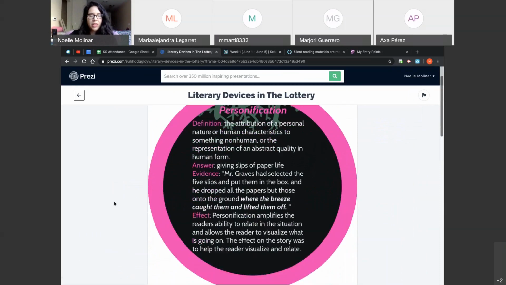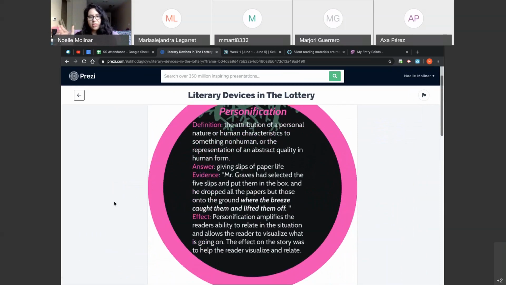The next one, personification. So of course we have person and then ification, which means like a process. But person has to do with humans. So in this case, the definition: the attribution of a personal nature or human characteristics to something that is not human. So giving the characters and properties of something that is alive to something that is not alive, not animate. Or the representation of an abstract quality in human form.